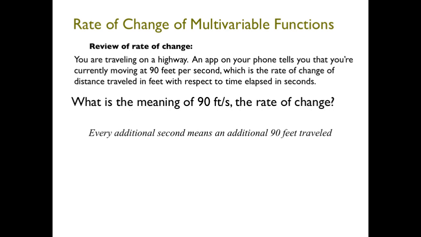Yeah. So at the current time you're going 90 feet per second, so your instantaneous rate of change is going to be 90 feet per second. So if you were to take a very small value of t, and over that distance you're going 90 feet per second when you were to scale it out.